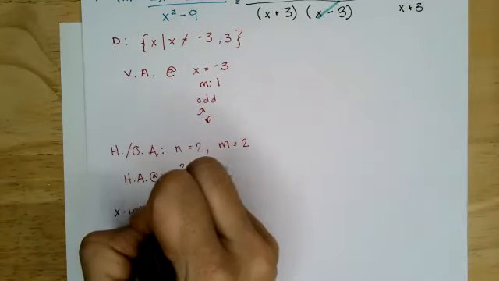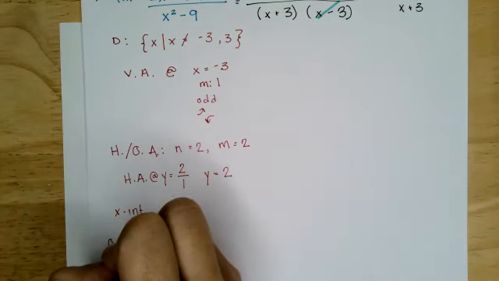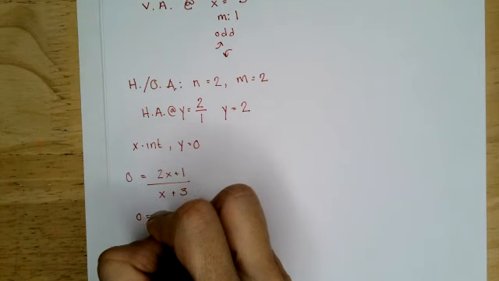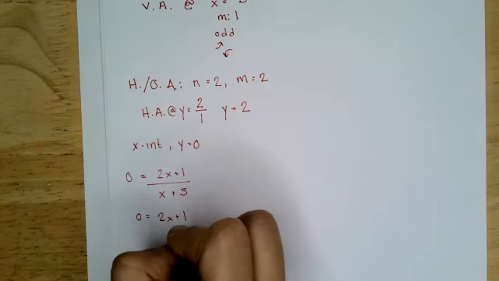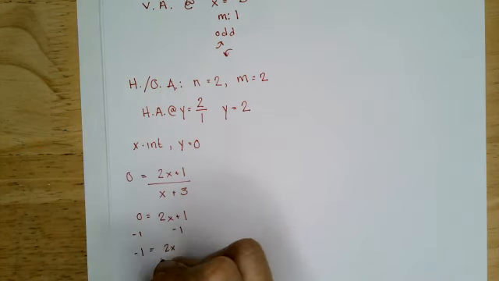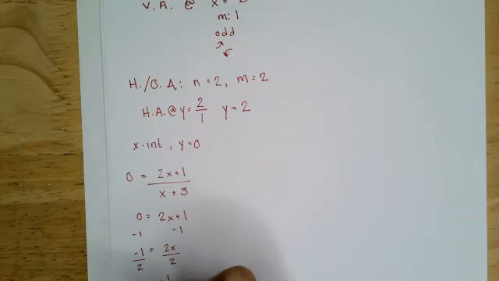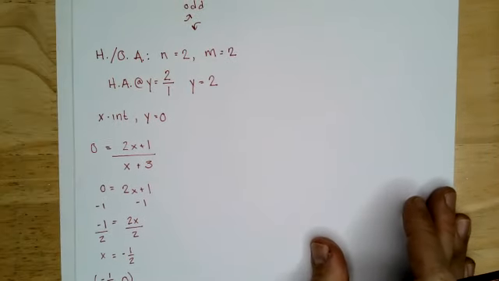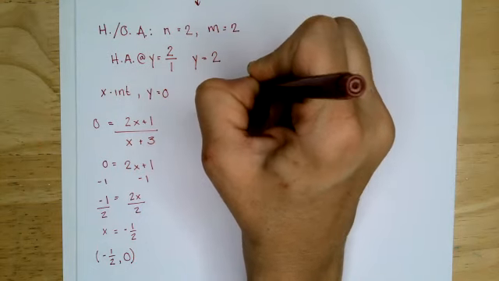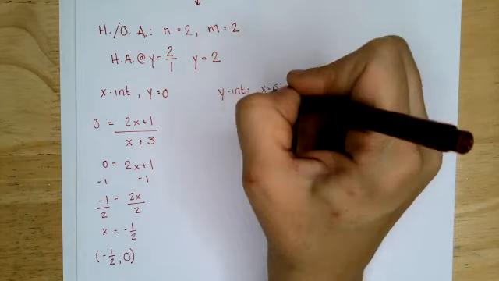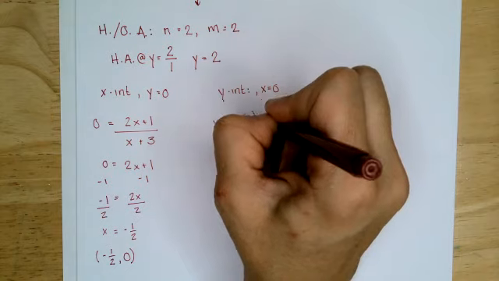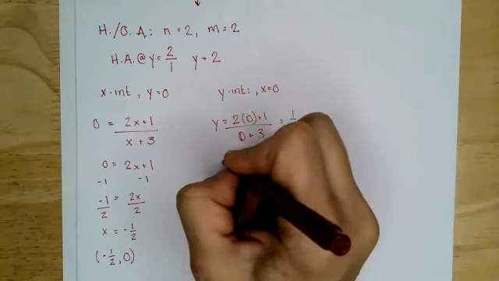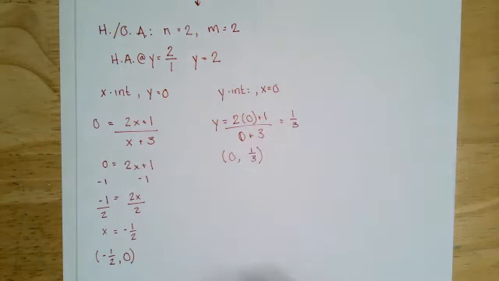My x-intercept is when y is 0. 0 equals 2x plus 1. You're welcome to use the factored form, x plus 3. That becomes 0 equals 2x plus 1, subtract the 1, 2x equals negative 1, divide by 2. X is negative 1/2 when y is 0. And then my y-intercept is when x is 0. So y is 2 times 0 plus 1 over 0 plus 3, 1 third. So my y-intercept is at 0, positive 1 third.